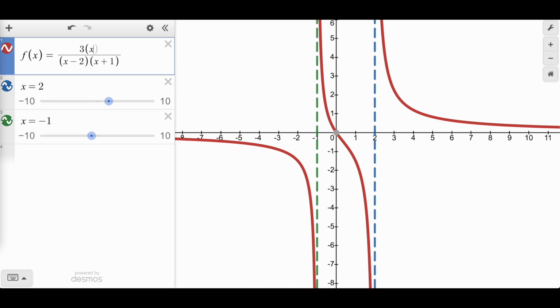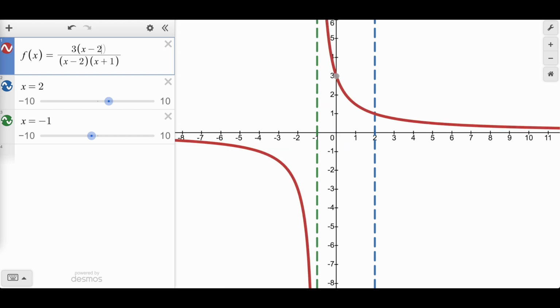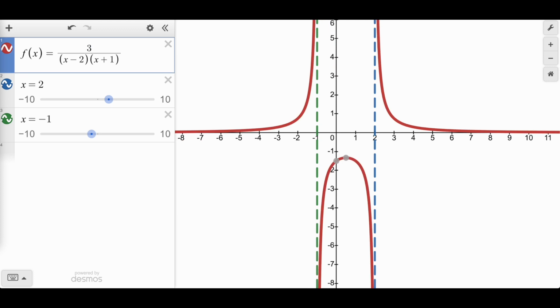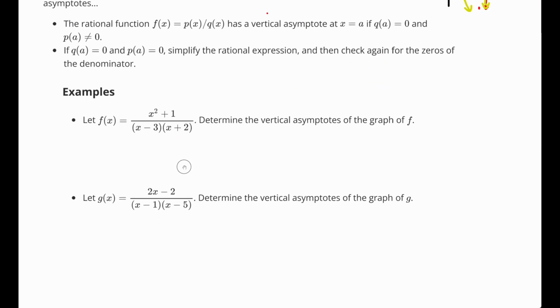Again, that asymptote on the right this time is going to go away because we have a 0 over 0. So watch minus 2. Now you'll notice this blue line right here does not have an asymptote, but it has a hole right there because it causes a 0 over 0. So anytime you have a 0 over 0, it's not going to be a vertical asymptote. You have to make sure you check. All right, let's look at some examples here.